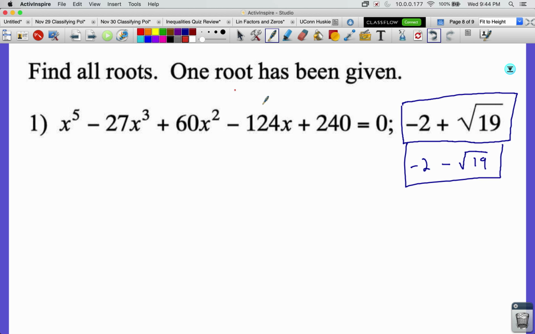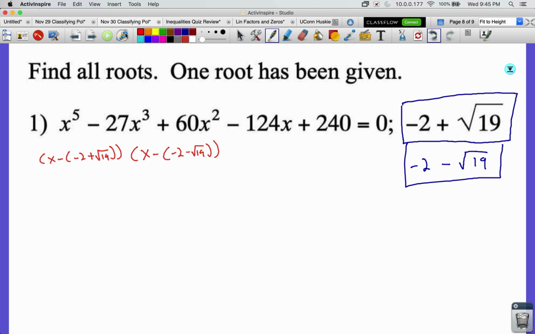Now by factor theorem, we can turn these roots back into factors by just subtracting them from x. I'm going to do that right here. So x minus -2 plus root 19 and x minus -2 minus root 19. Notice I have it set up so now I'm multiplying these two factors. Factors can be taken out of polynomials. They can also be put back together.